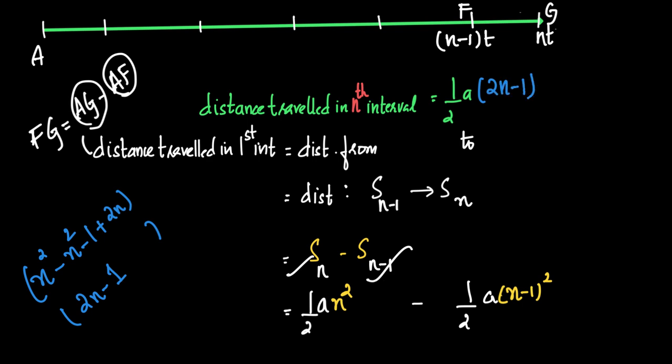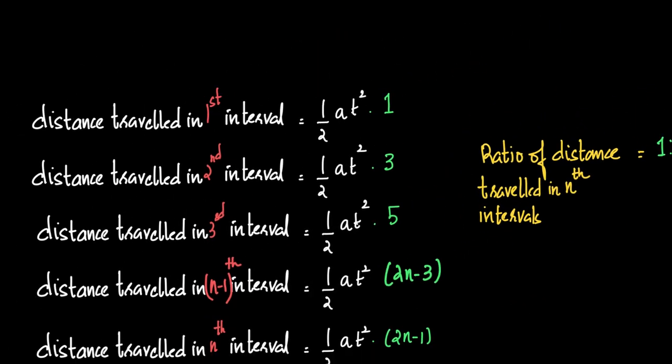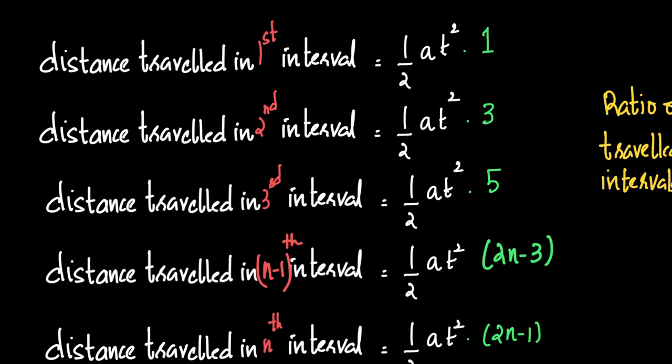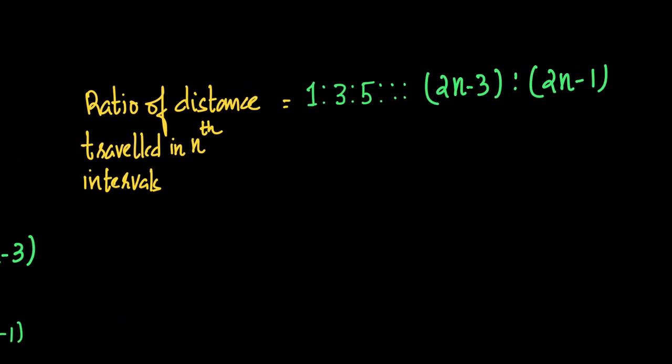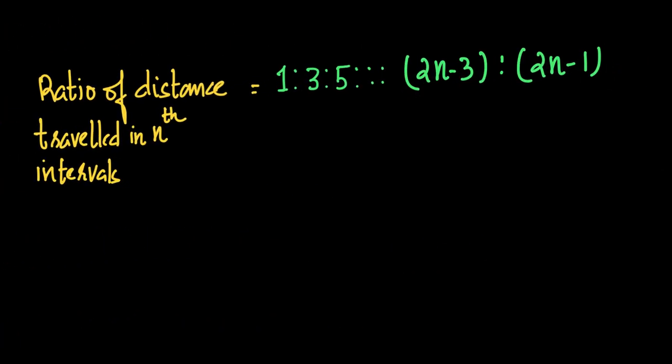If that is the case, then we can say that the distance traveled in the first interval is half at square into 1. The distance traveled in the second interval is half at square into 3. The distance traveled in the third interval is half at square into 5. Then half at square into 2n minus 3, and half at square into 2n minus 1. So, if you take the respective ratios, what you get is 1 is to 3 is to 5 is to 2n minus 3 is to 2n minus 1. This is how we arrive at the formula.